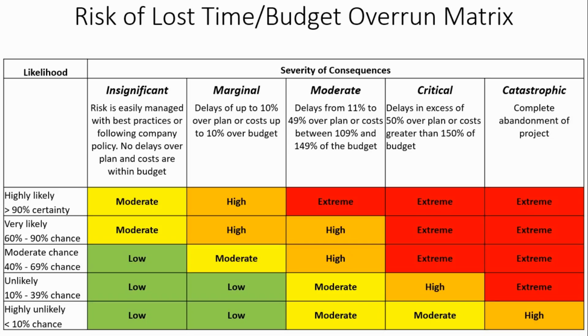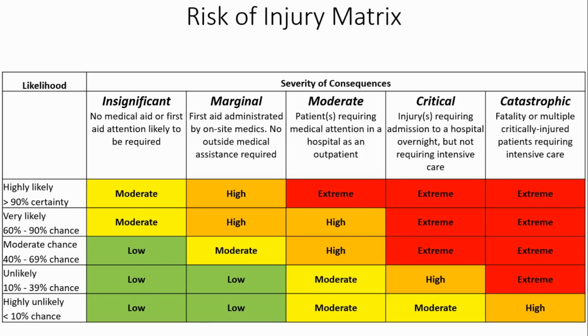So now you see that you can cross-reference the severity with the likelihood, and you come up with either low, moderate, high, or extreme. So that would be a lost time or a cost overrun. The next one we're looking at is a risk of injury matrix. It's the same idea. You have on the left-hand side your likelihoods, and then you have the severity. Insignificant would be no medical aid or first aid likely to be required.